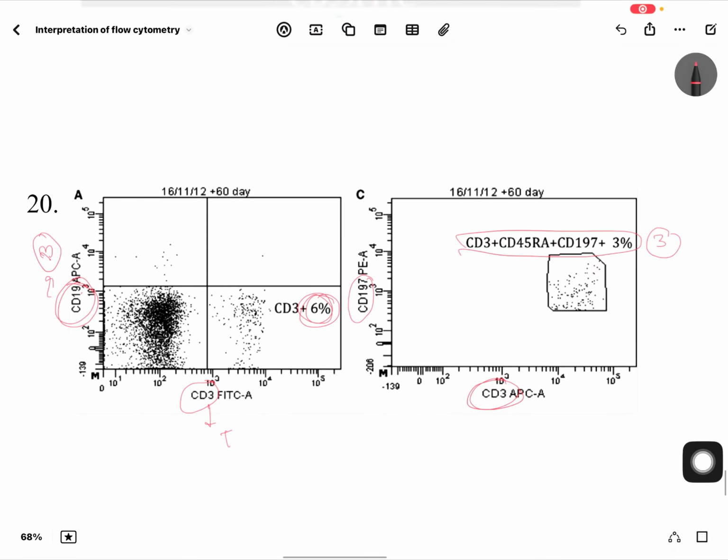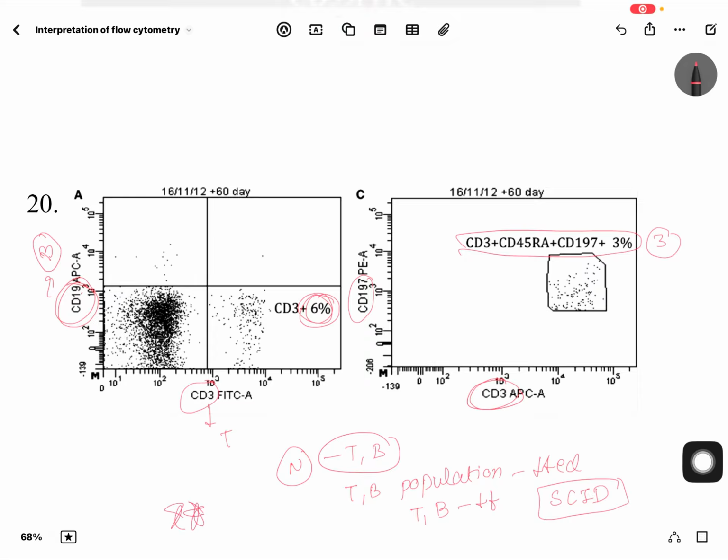So overall the average is low. Do you think this is normal? No. A normal person has the majority of cells as T cells and B cells. But here, you can see the T cell and B cell population is decreased. So what is that? It is an immunodeficiency. When both lymphocytes are decreased, that is nothing but SCID, severe combined immunodeficiency syndrome. Okay, understood?